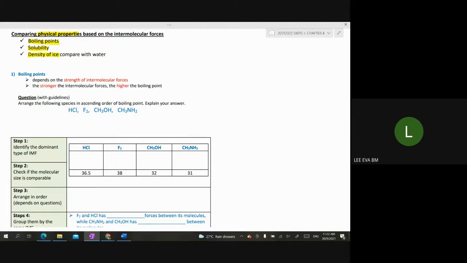All right. So what is boiling point? First of all, it depends on the strength of intermolecular forces.